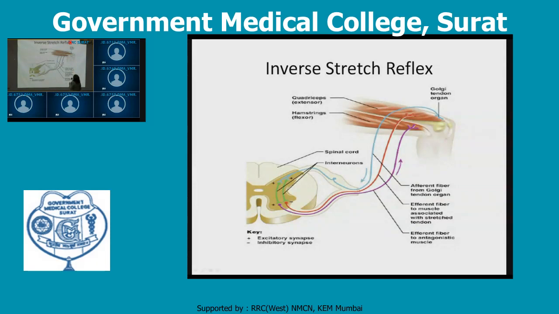And this pathway is always bisynaptic. Bisynaptic means two synapses are there, and this is the inverse stretch reflex. In this case, the flexors are excited via an interneuron, whereas the extensor group of muscles are inhibited via an interneuron.